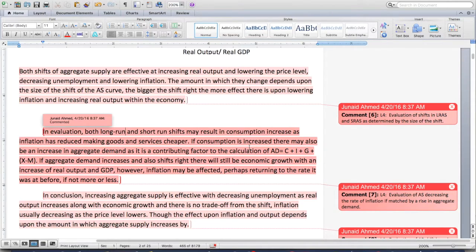If consumption is increased, there may also be an increase in aggregate demand, as it is a contributing factor to the calculation of aggregate demand. Now, you could also comment on if there's government spending money, this could be an increase in government spending driving up aggregate demand. Yes, consumption could rise or investment could rise. A lot of things could change. So you can say aggregate demand is likely to change too. So if aggregate demand increases and also shifts right, there will still be economic growth with an increase of real output in GDP. However, inflation may be affected, perhaps returning to the rate it was at before, if not more or less.